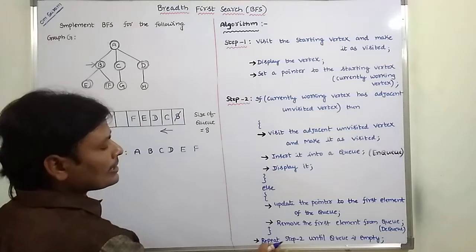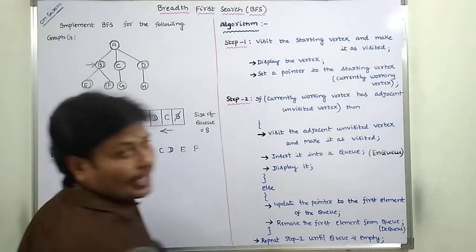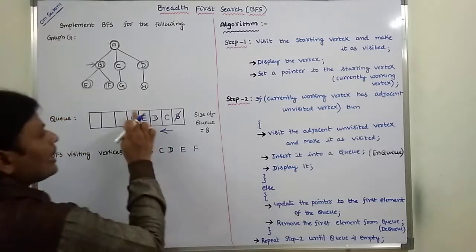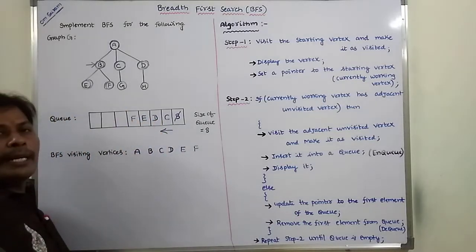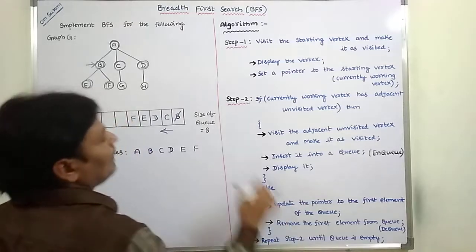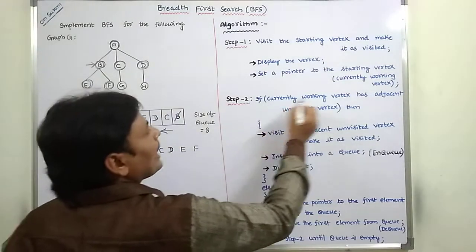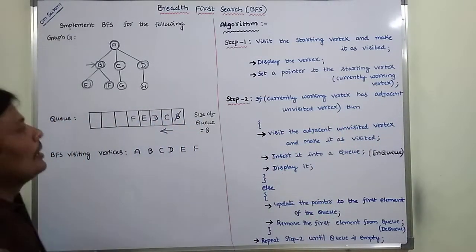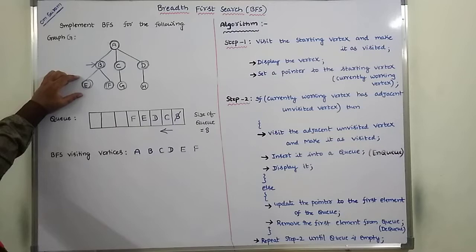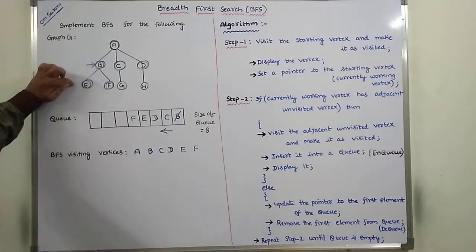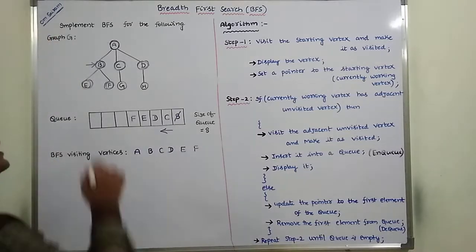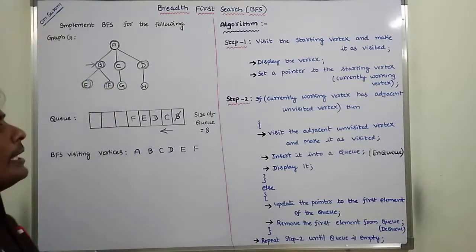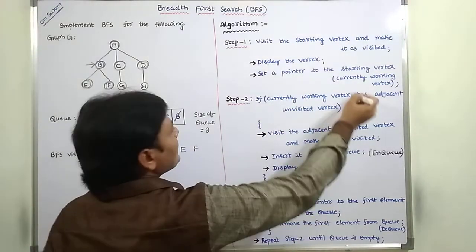After that, one statement is there. Repeat step 2 until Q is empty. Here Q is empty? No. In the Q there are 4 elements. So repeat step 2. Okay. If the currently working vertex, that is B, has adjacent unvisited vertex, there are no unvisited vertices for vertex B. Here E and F are already visited. These are the two vertices that are adjacent. There are no unvisited vertices for the currently working vertex B. So now this condition is false.